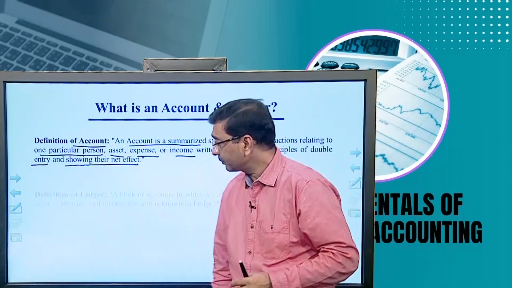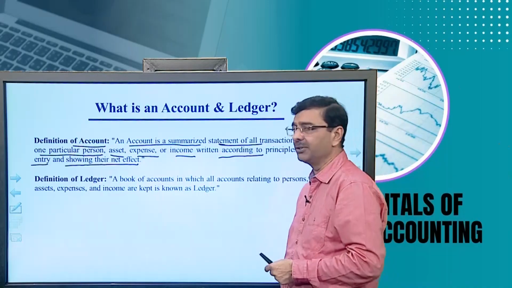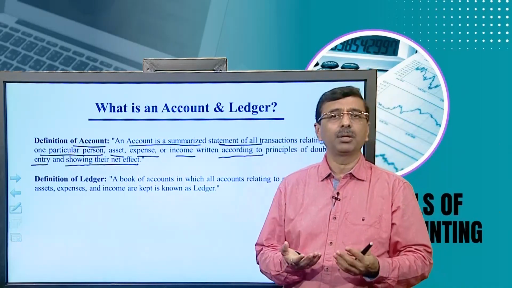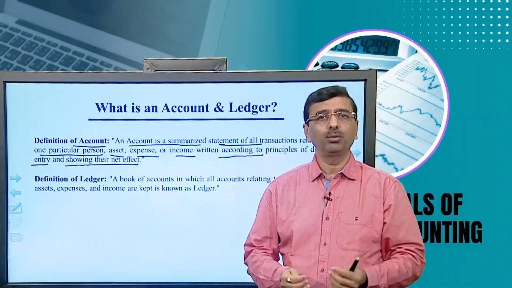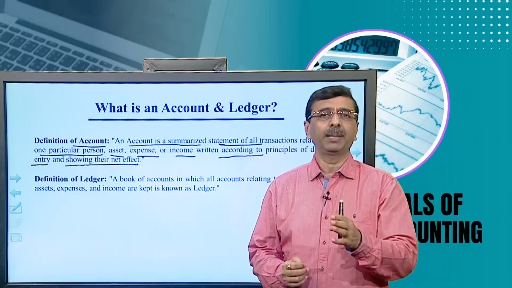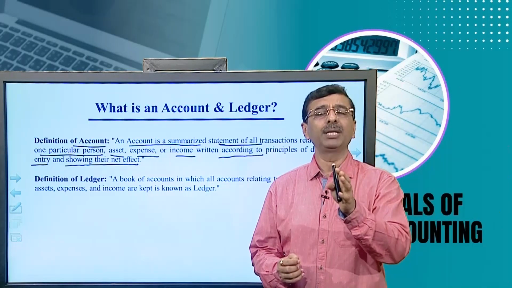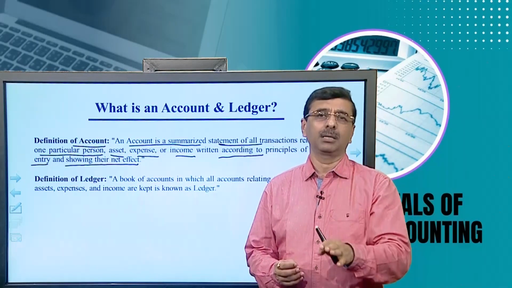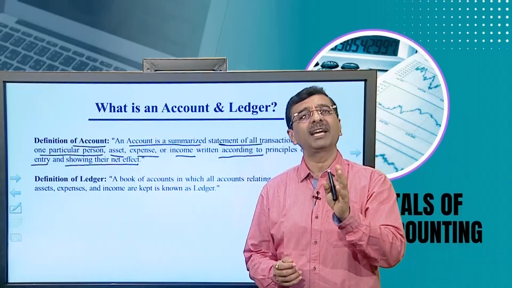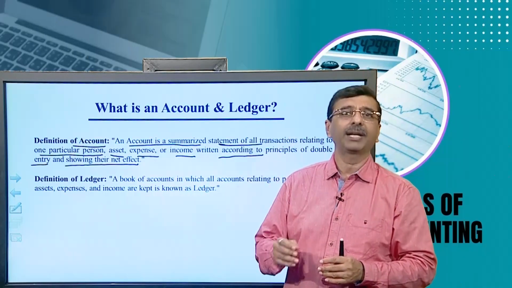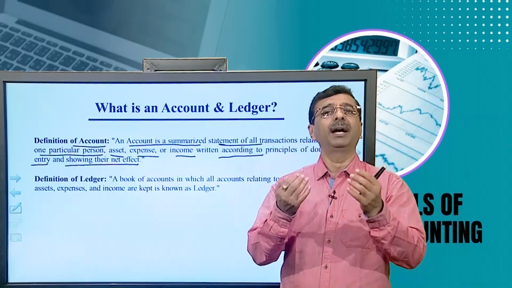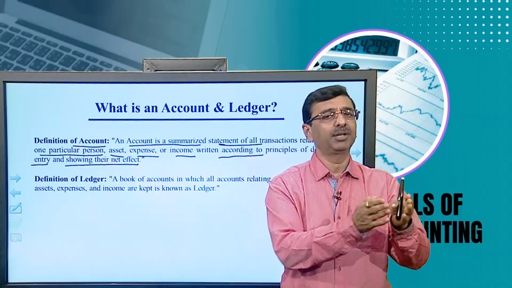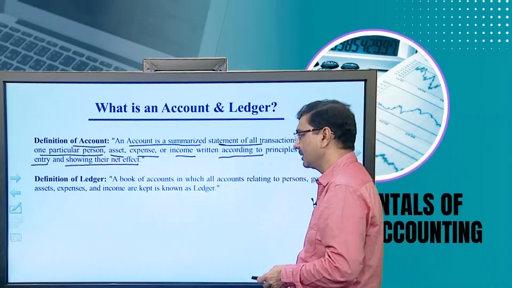So next is the definition of the ledger. What is a ledger? A ledger is a special book which is prepared to identify the summary of each person, or a summary of each account, or a summary of each expense, income or asset, over a specific period of time. It's considered a ledger book.